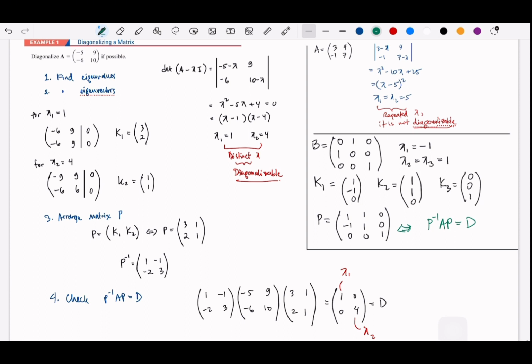Okay, that's the diagonalization. Basically, we are going to carry this structure into differential equations. And hopefully, I can give you at least an introduction to how to solve differential equations through this diagonalization.